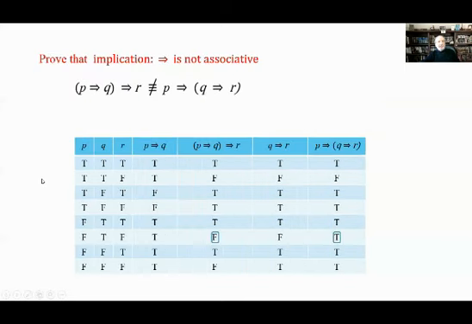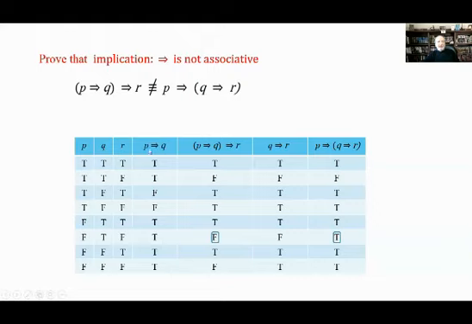Now let's prove that implication is not associative, meaning the order is important. You can't take the parentheses out. So (P implies Q) implies R is not equivalent to P implies (Q implies R). How do we do that? Let's use the table again. I have 3 variables, so I need 8 rows. So you get 4 T's, 4 F's, 2 T's, 2 F's, TF, etc.